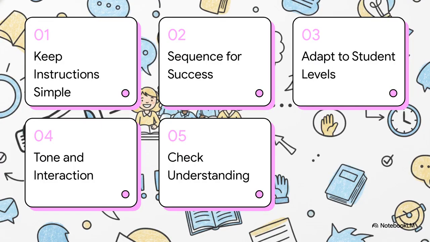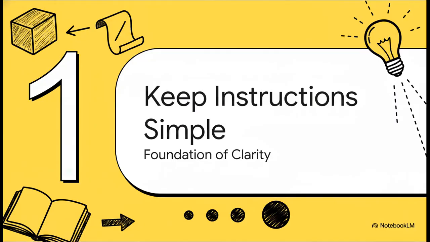To pull that off, we're going to follow a very specific roadmap today. Number 1, keep instructions simple. 2, sequence for success. 3, adapt to student levels. 4, tone and interaction. And 5, check for understanding. And hey, notice how this structured agenda models the exact kind of clarity and scaffolding we're going to be talking about today. All right, section 1, keep instructions simple.